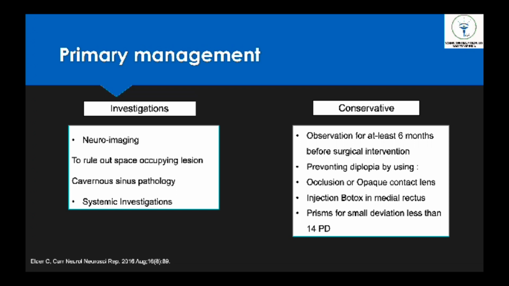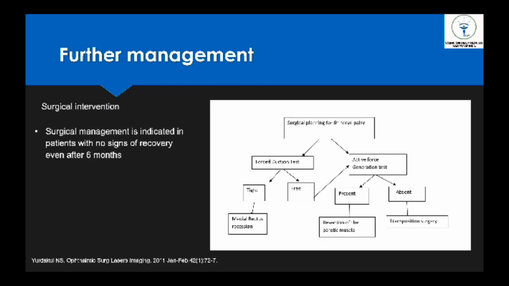In the meantime, diplopia can be prevented either by using occlusion or opaque contact lenses, or by using injection of Botox in the medial rectus to prevent its contracture. For small deviations less than 14 prism diopters, one can use prisms also. Surgical intervention should be planned if there are no signs of recovery even after 6 months.